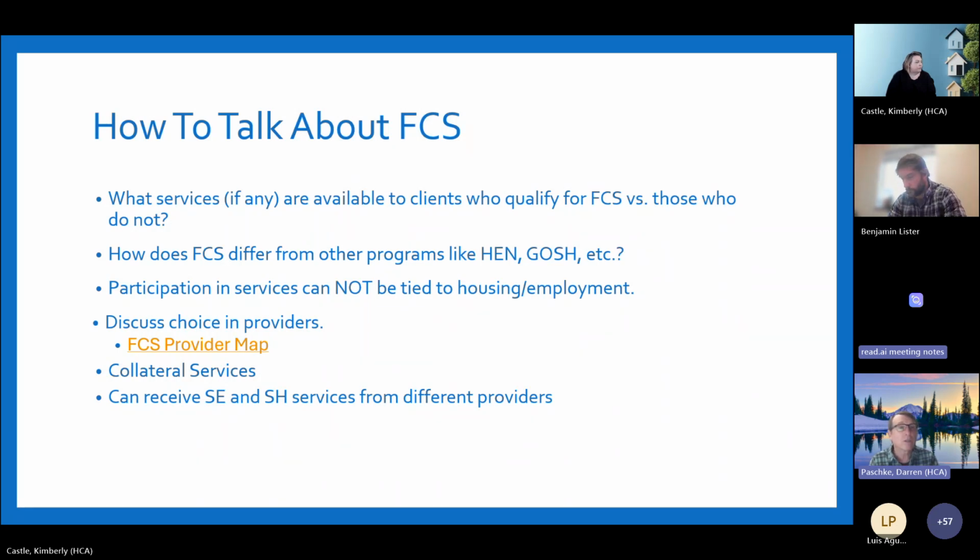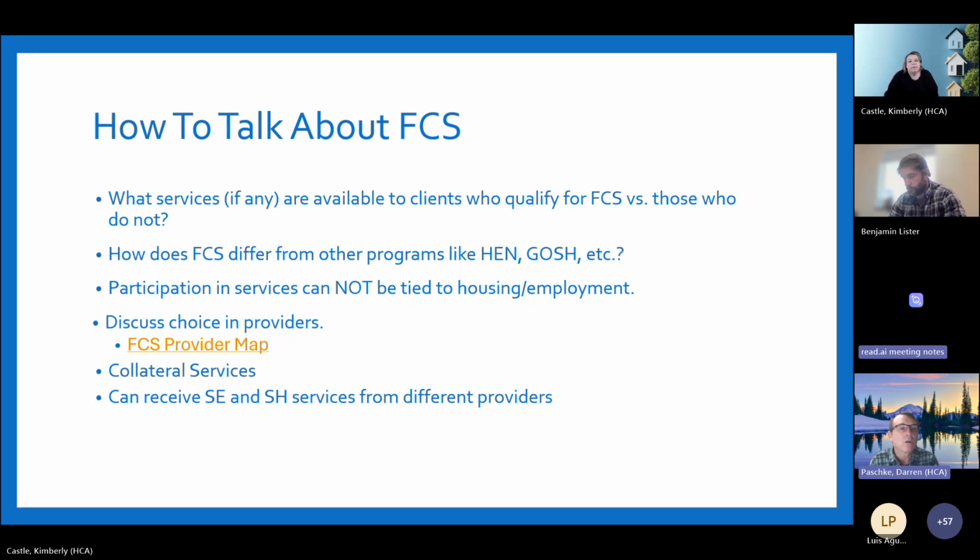I really encourage folks to take a look at the FCS provider map, as we have folks who are thinking about providing services. There are some provider areas that are very saturated with services, and then we also have parts of the state that don't have a lot of choice in providers. So definitely we encourage folks to take a look at that.